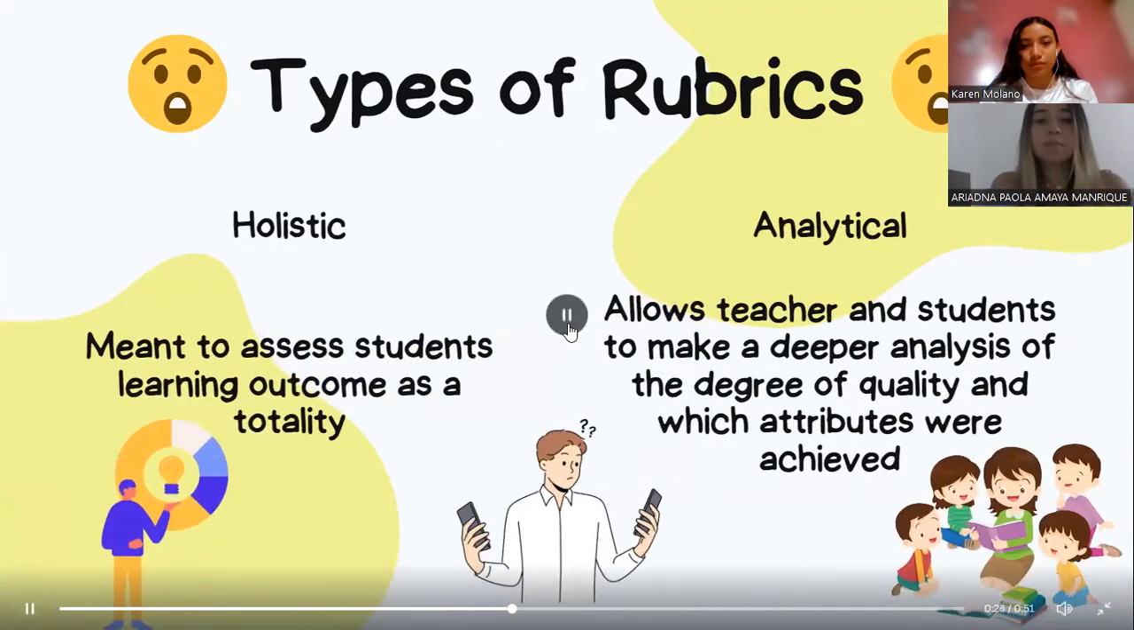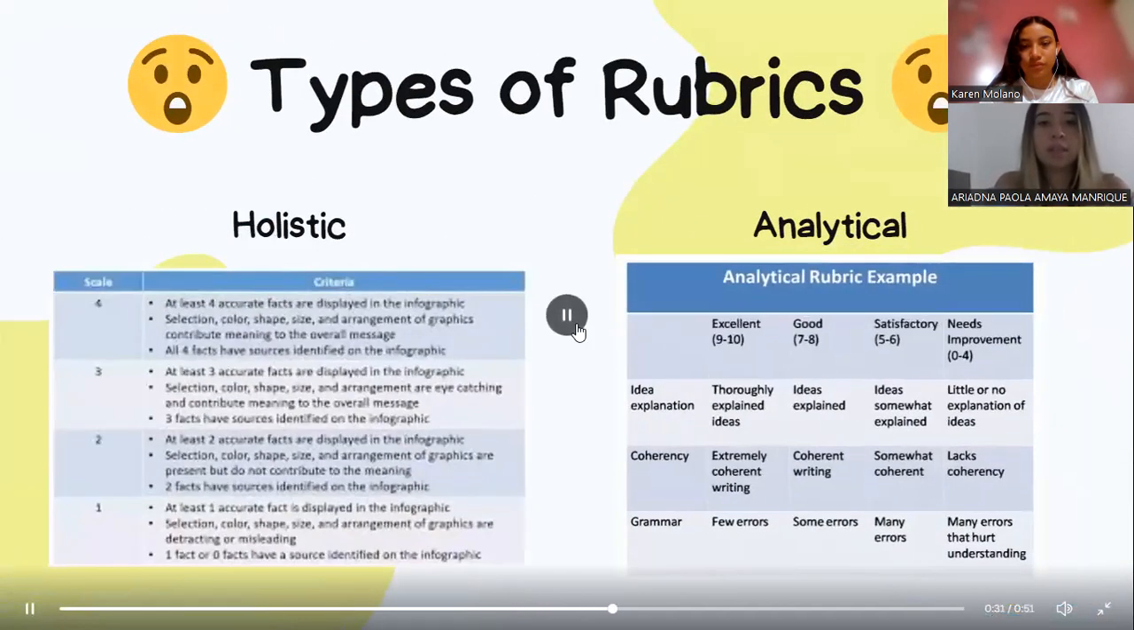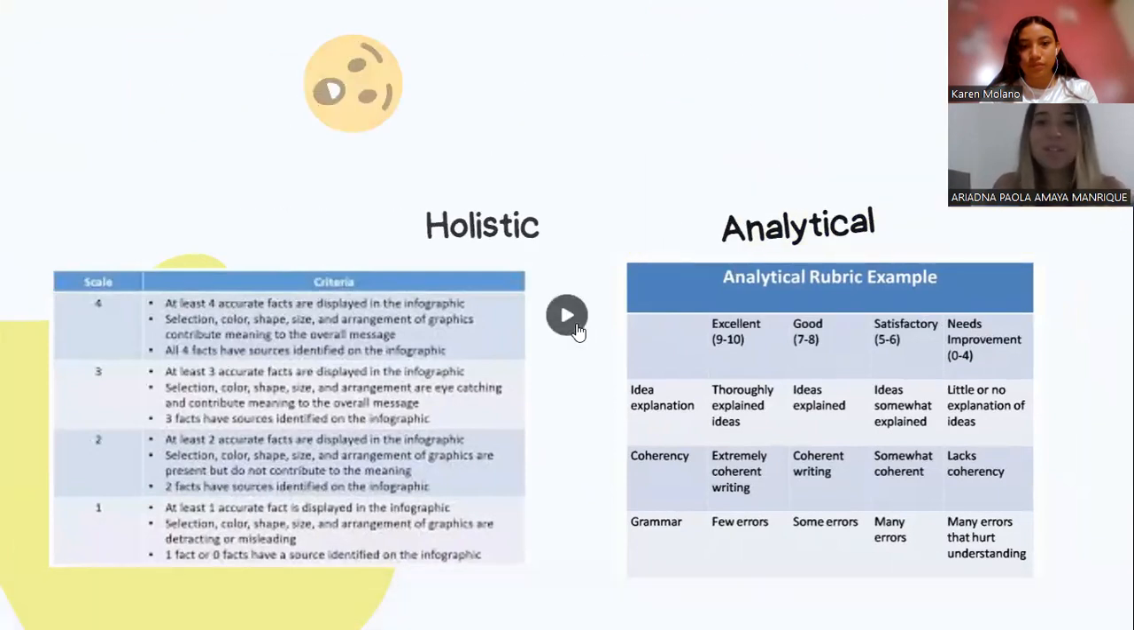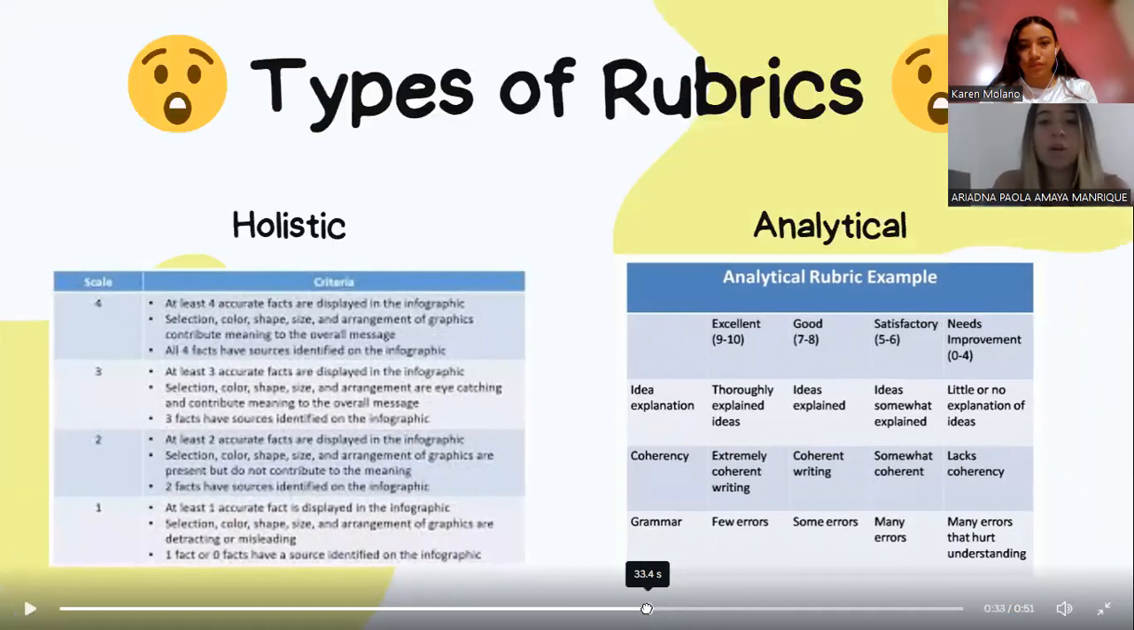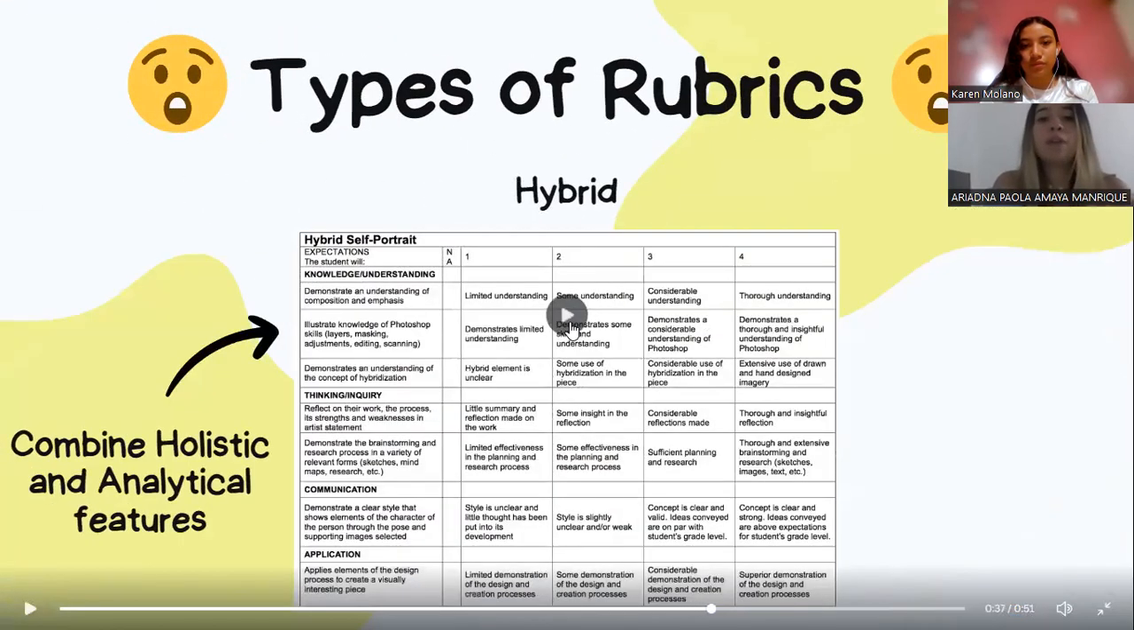Okay. So now we are going to see the types of rubrics. They are holistic and analytical. A holistic rubric means to assess a student's learning outcome as a totality, but an analytical one allows us teachers and students to make a deeper analysis of the degree of quality and which attributes were achieved. And also we have the third type of rubric, which is hybrid. So it's a combination of the holistic and analytical features.